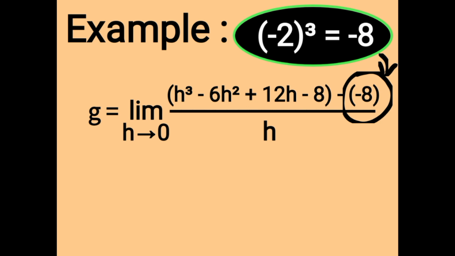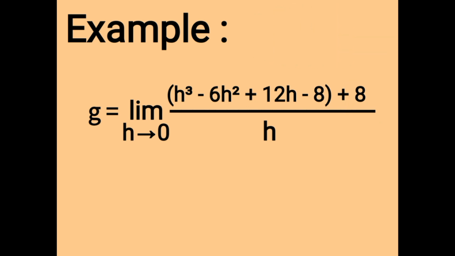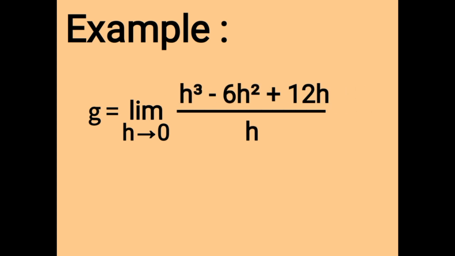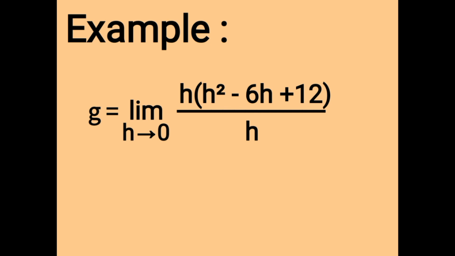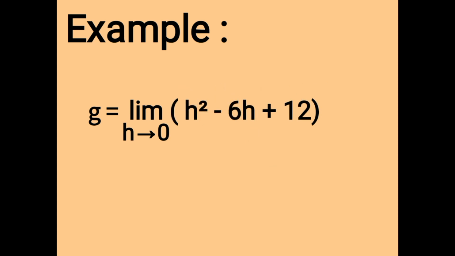As (-2) to the power 3 equals -8, then g equals the limit as h tends to 0 of h to the power 3 minus 6h squared plus 12h minus 8 plus 8, over h, which equals the limit as h tends to 0 of h to the power 3 minus 6h squared plus 12h over h. Factorize the numerator, then g equals the limit as h tends to 0 of h times (h squared minus 6h plus 12) over h. h cancels out, so g equals the limit as h tends to 0 of h squared minus 6h plus 12. Then, rearranging this to get the answer given in the question, g equals the limit as h tends to 0 of 12 minus 6h plus h squared.